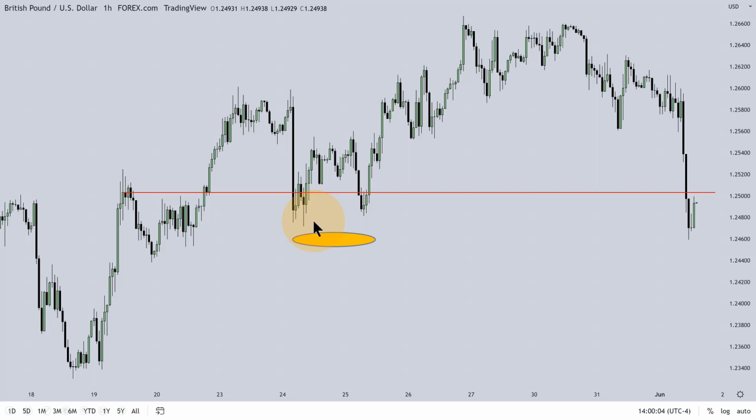use the midpoint between the two lows, split it in half. That's where my limit order would be. Okay, so put that in your notes. You can use that. I think it'll serve you well.